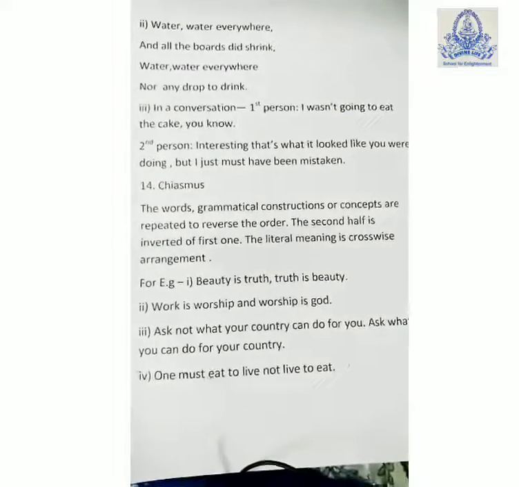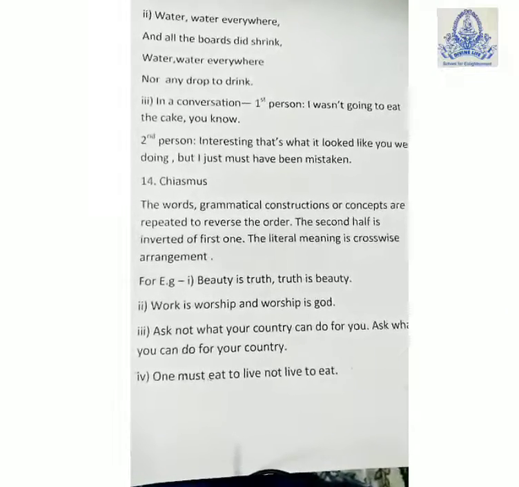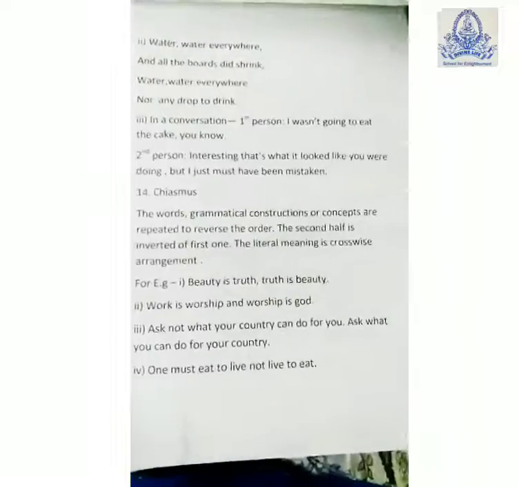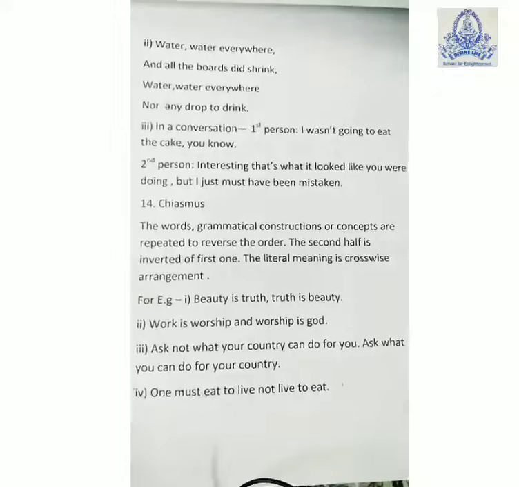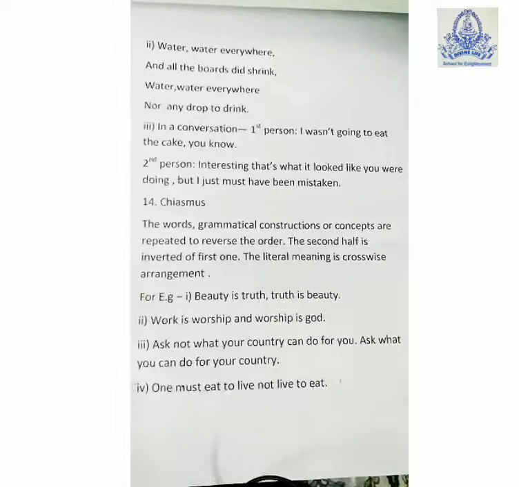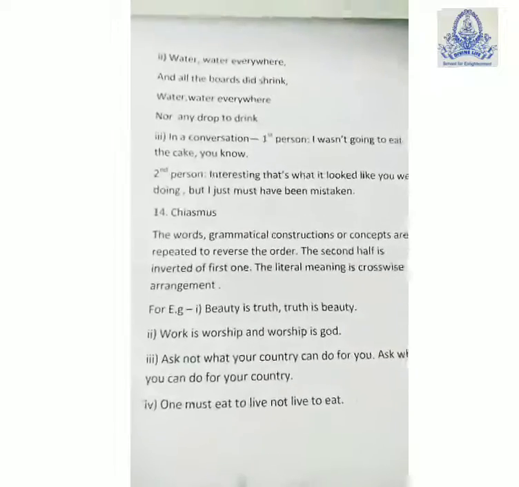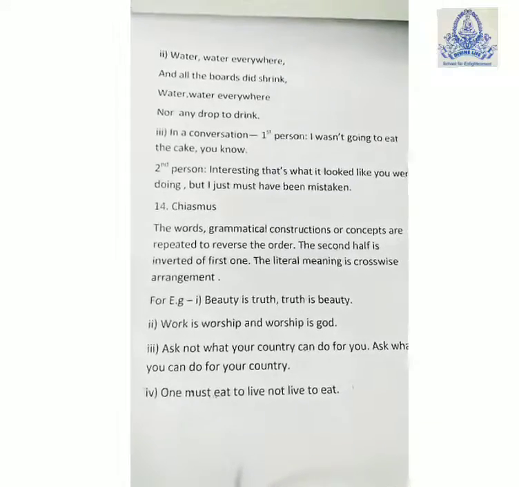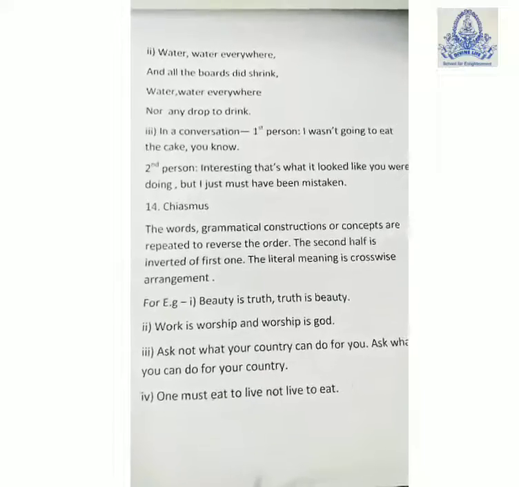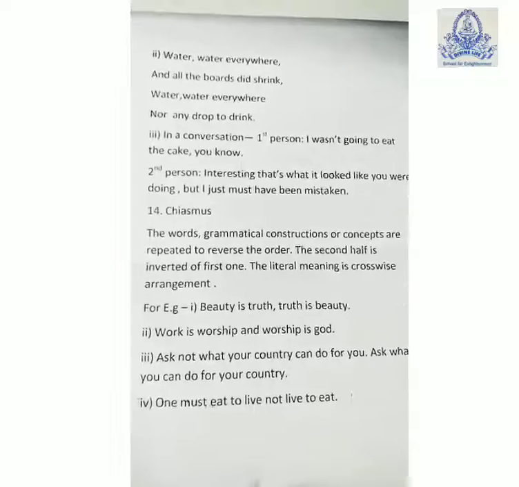Another is a situation you see in a conversation, when the first person says, "I wasn't going to eat the cake, you know." Listening to this, the second person replies, "Interesting. That's what it looked like you were doing, but I just must have been mistaken." This means the second person knows that he was eating. The first person was caught while eating the cake, but he wants to escape and hide that, and that is why he gave the reason that he wasn't going to eat the cake.